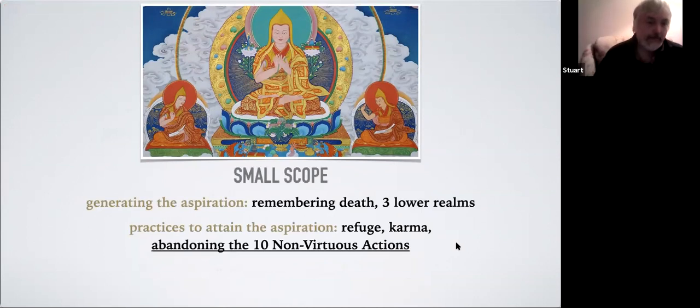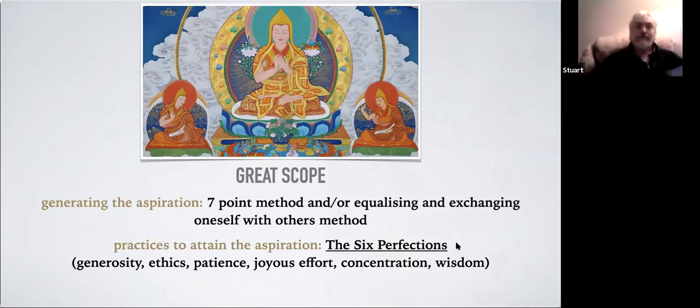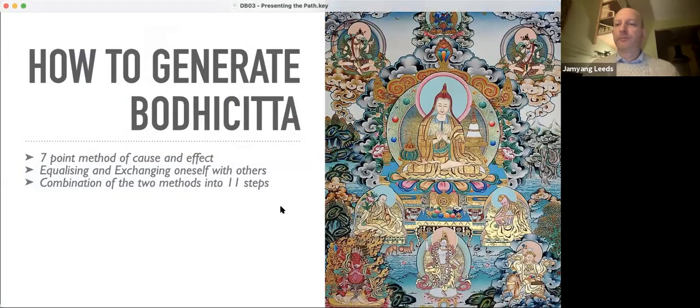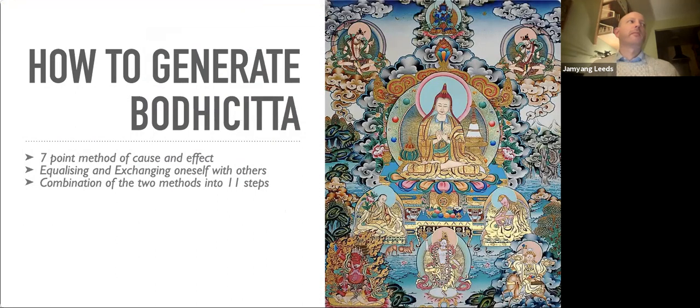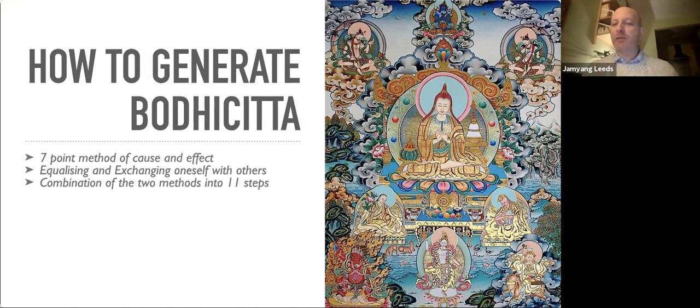Are the practices ethics, concentration, and wisdom? For which scope? Great scope? No. What are they? Which scope are they? Anybody? Middle. Top, middle, or bottom? Remember that one, Barrymore? Hotspots. Boo, boo, boo. It was an old game show in the UK. Anyway, so it was the middle scope, that one.